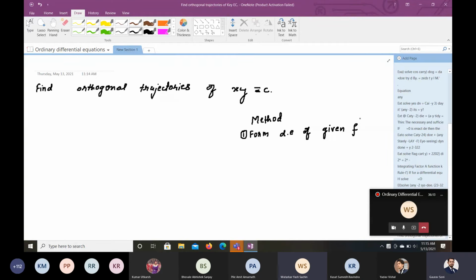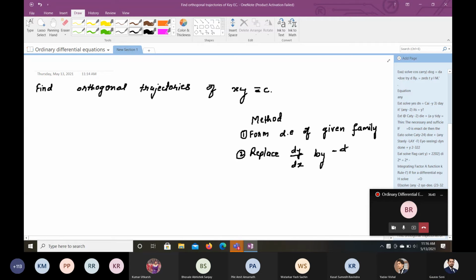Can you tell me what it is? It will be a circle only, I guess. No. Hyperbola. Yeah, it is a hyperbola. When the given thing is xy equal to c, what is it? A rectangular hyperbola.